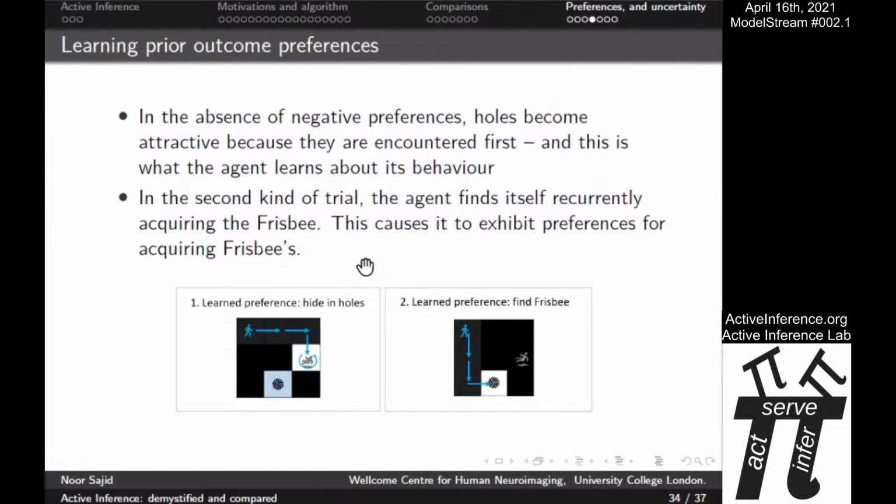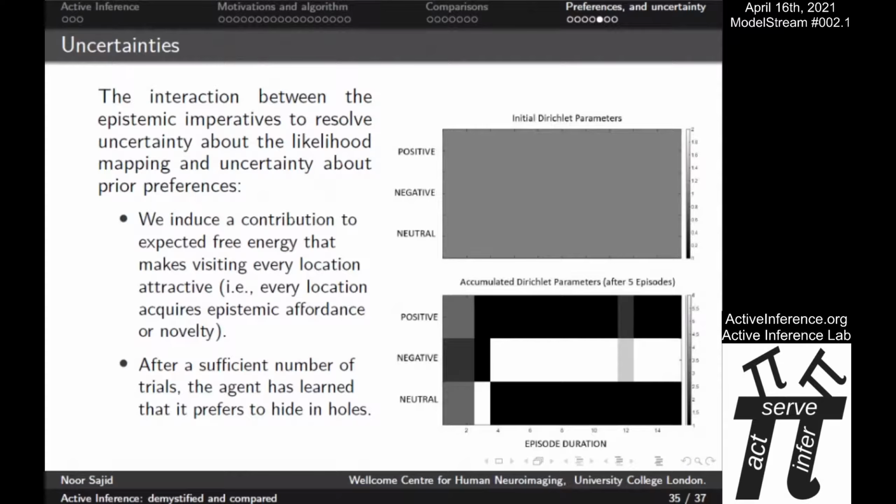Okay, and then the last set of simulations that we ran was just to check what would happen when we interacted with the epistemic imperative to actually resolve uncertainty about the environment that the agent was interacting with, specifically the likelihood mapping between the outcomes given the states and the uncertainty about the desired state of affairs that the agent expected itself to be in.